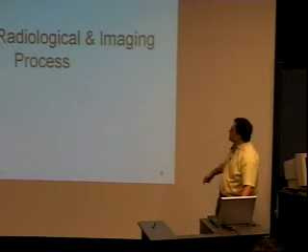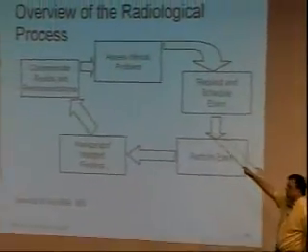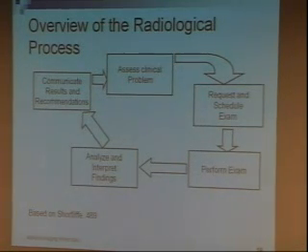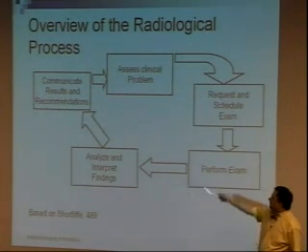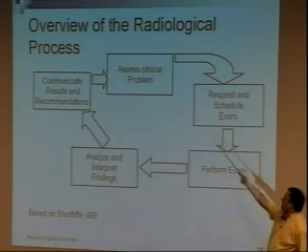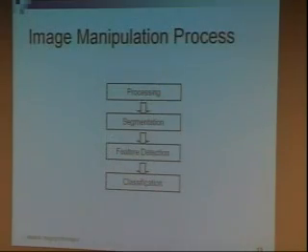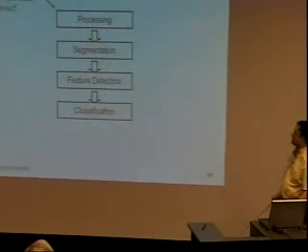What's the radiological process that we use in a hospital? Well, first there's an assessment of the clinical problem, and then that is followed by a request and a schedule for the exam. The exam is performed, and then that is analyzed and interpreted. The results are then communicated back for possibly another assessment of the clinical problem. This can iterate a few times, possibly until there's a final diagnosis of the patient's problem. Within this, there is the image manipulation process: processing, segmentation, feature detection, and classification.